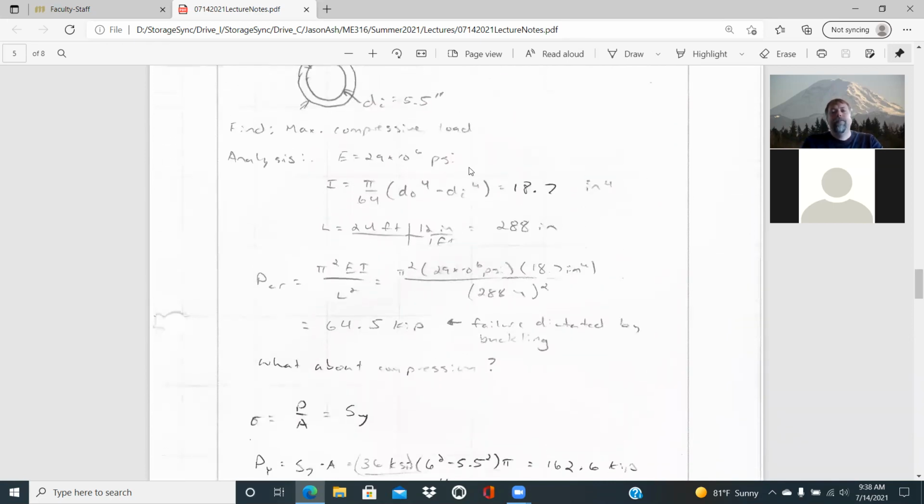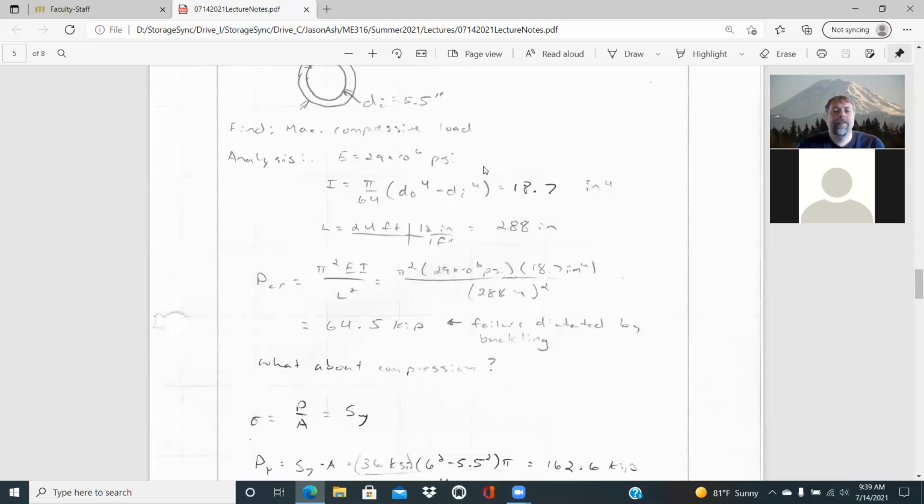And so E from the textbook is 29 times 10 to the 6 psi. The area moment of inertia is pi over 64 times the outer diameter to the fourth minus the inner diameter to the fourth. That's 18.7 inches to the fourth. And then the length is 24 feet long, 12 inches in a foot. We'll give you 288 inches.